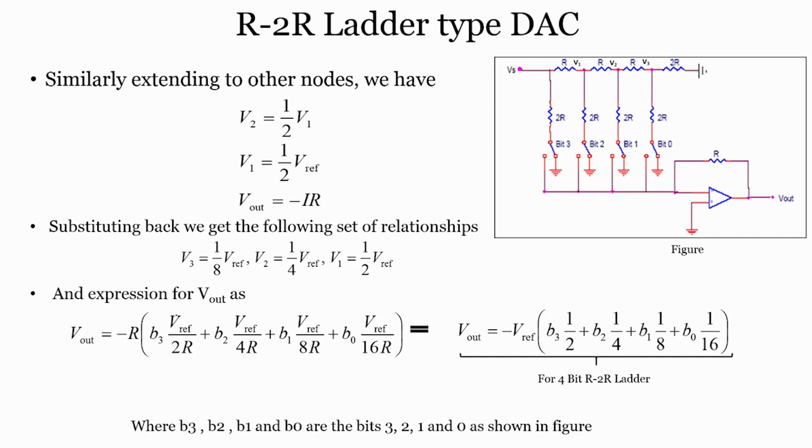V reference by 2R, V reference by 4R, V reference by 8R, V reference by 16R. So, V out will be nothing but, for a 4 bit R-2R converter, minus V reference into B3 1 by 2, B2 1 by 4, B1 1 by 8 plus B0 1 by 16, where B3, B2, B1 and B0 are 3, 2, 1 and 0 shown in the figure.